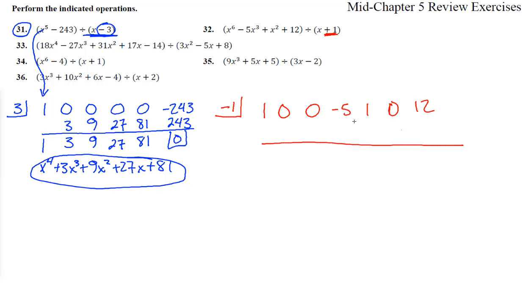Oh my word. Let's make sure we got this right. X to the sixth, no x to the fourth or fifth, then a minus 5x cubed plus x squared, no x's, and a 12. We've got to put in those zeros for coefficients on the missing terms.